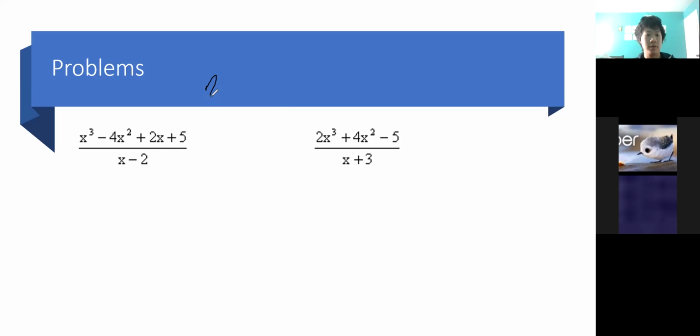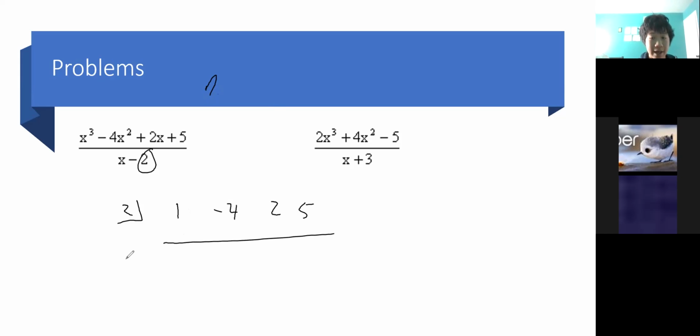All right. The first step is we write out the coefficients of the dividend, which is the numerator. Make sure there are no coefficients missing here. Seems like there's nothing missing. So 1, -4, 2, and 5. We put +2 in the little box here. Remember, add down, multiply diagonally.